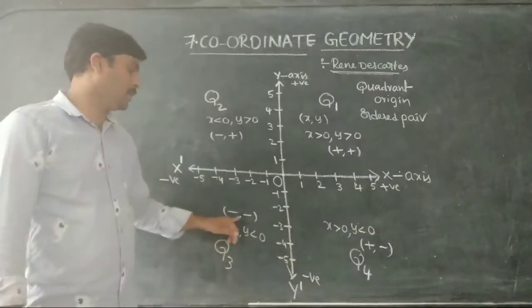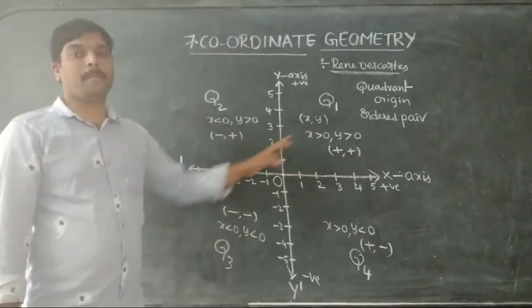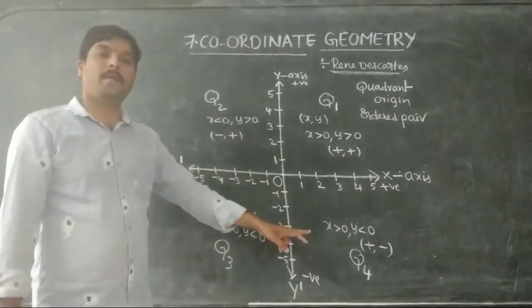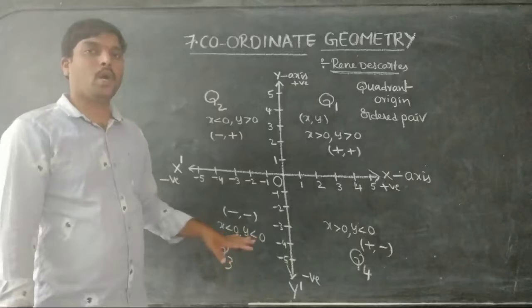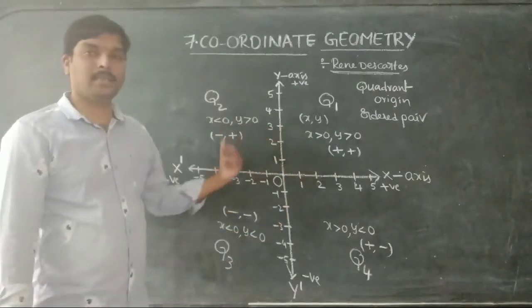It depends on these signs, these symbols. Plus plus is the first quadrant, minus minus is the third quadrant. Minus plus is the second quadrant, plus minus is the fourth quadrant. Okay, these are the symbols we need for points in the quadrants.